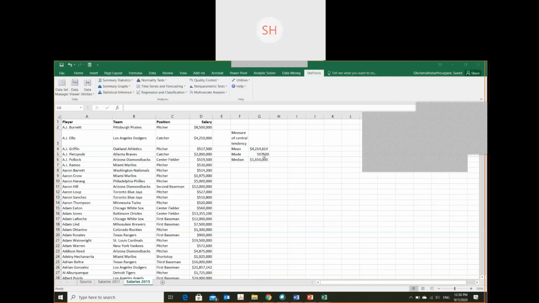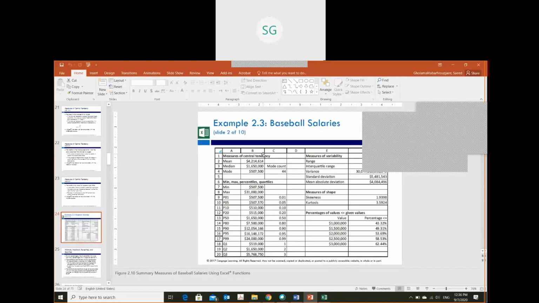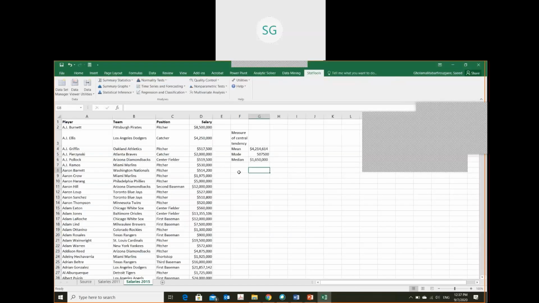This difference shows that our data is not symmetric, or we can say it is skewed. For the measure of variability, we have range, interquartile range, variance, standard deviation, and etc. For the measure of shape, we have skewness and kurtosis. Now let's calculate the skewness to see if it is positively or negatively skewed.